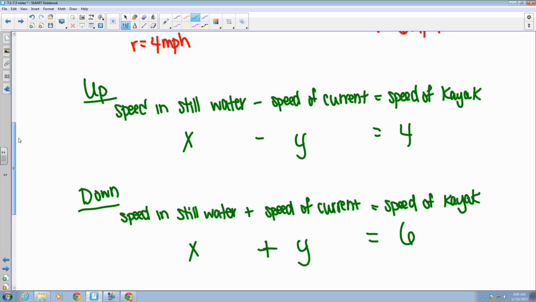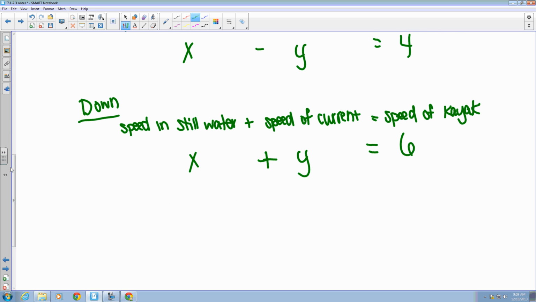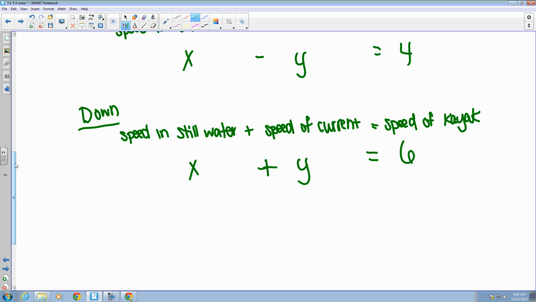So now we can use elimination to find out what x is first, because the y's have opposite signs. If I added straight down right here, I'd have 2x equals 10, which means that I am going 5 miles per hour in still water. And then I'm going to plug that 5 into either one of the equations. Put it in the first one. 5 minus y equals 4. So y is 1.